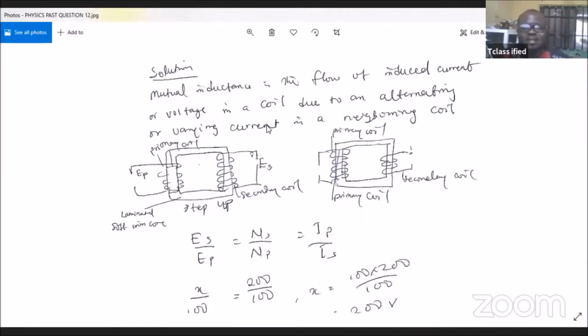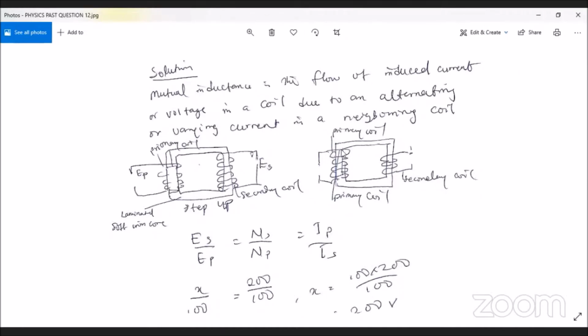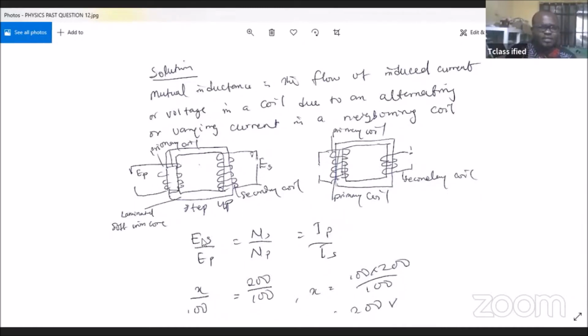Solution. Mutual inductance is the flow of induced current or voltage in a coil due to the alternating or varying current in the neighboring coil. So if you're having a step-up transformer, you're going to have fewer coils on the primary and more on the secondary. Whereas if you're having a step-down transformer, you're going to have more coils on the primary, and you'll have fewer on the secondary. Because the more the coil, the more the EMF. And that's what we have here. The more the coil, the more the EMF.